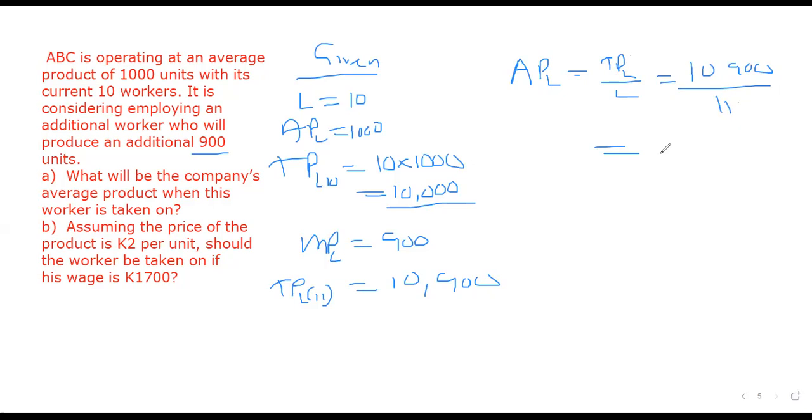So what is the new average? We simply divide 10,900 by 11. So we get 990.91. So this is part 1.